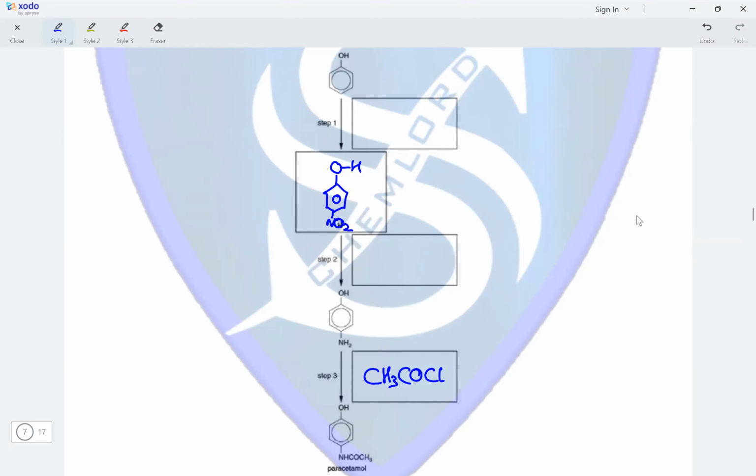Now, in order to convert nitro group into the amine group, the conditions and the reagents required are tin plus concentrated HCl. And in step 1, conversion from phenol to nitrophenol would require HNO3 aqueous only. And if conditions need to be mentioned, then we can mention RTP. So this completes the organic synthesis pathway going from phenol to paracetamol.